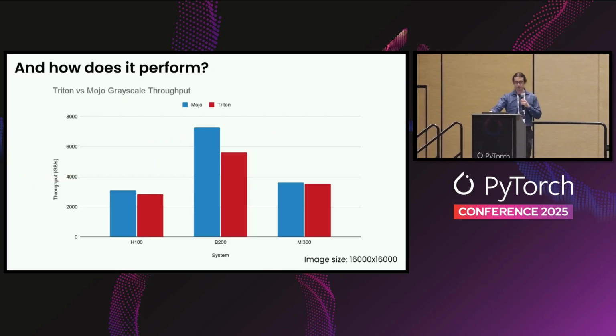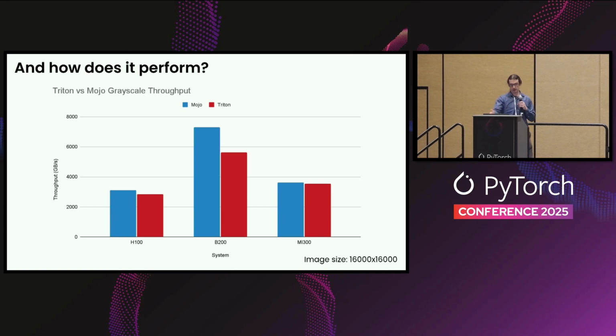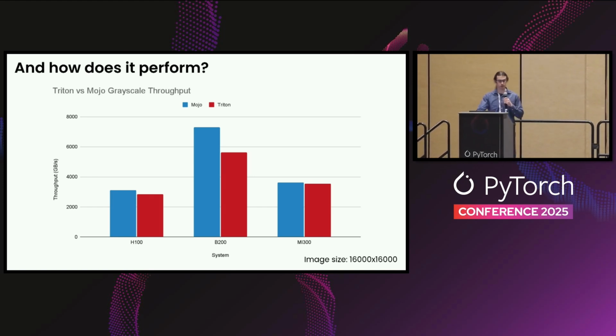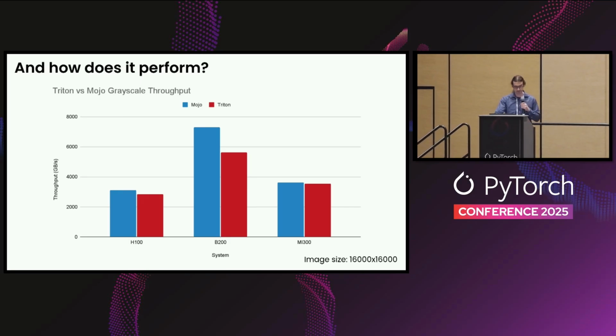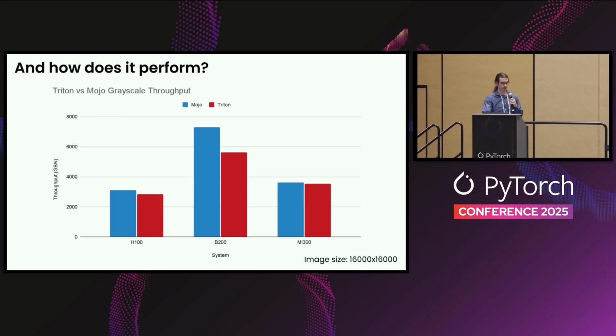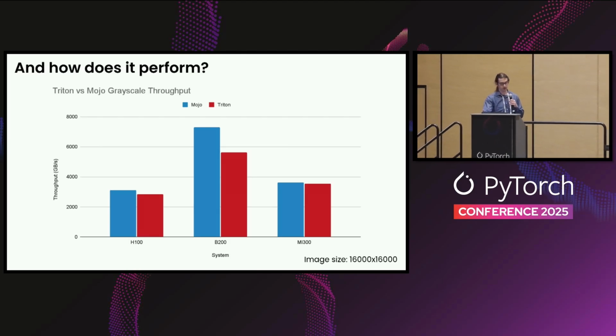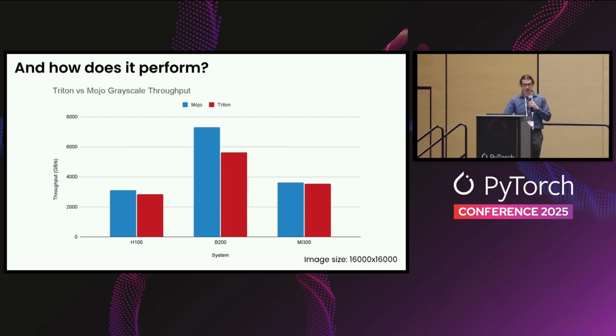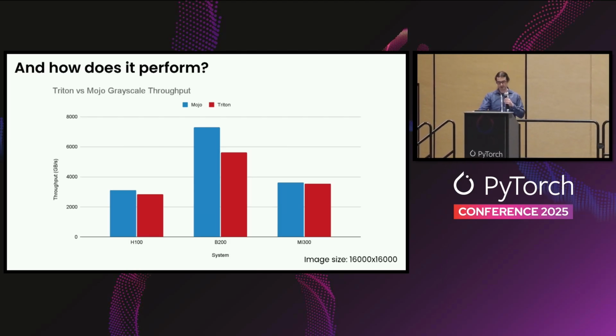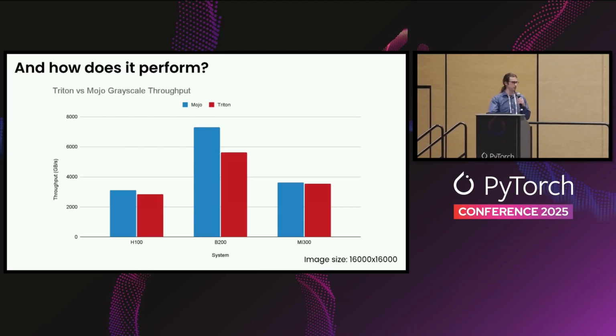And so just to convince you, I'm not trying to completely pull your leg here in terms of performance. This is a quick comparison of that same grayscale kernel against an equivalent Triton implementation. The y-axis here is throughput, so larger is better. And we're comparing on an H100, a B200, and an MI300. So depending on the particular system, we're somewhere between 1% to 2% faster to about 15% faster.